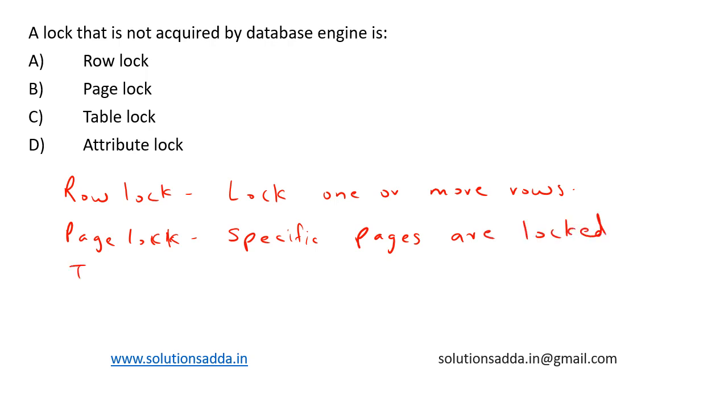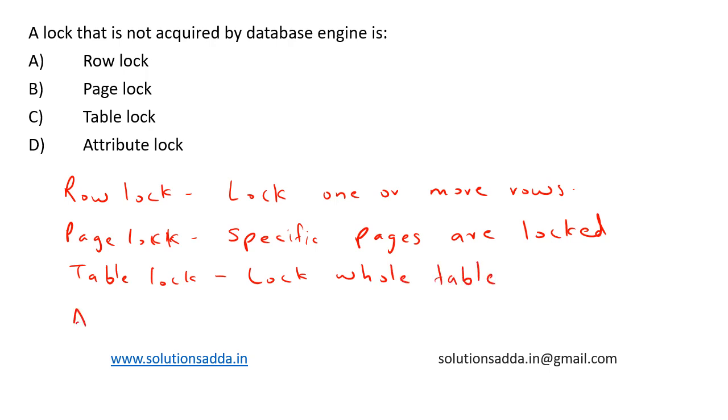Now for a table lock, a database lock that restricts access to an entire table, preventing multiple transactions from concurrently modifying or reading that part of a table. So it locks the whole table.